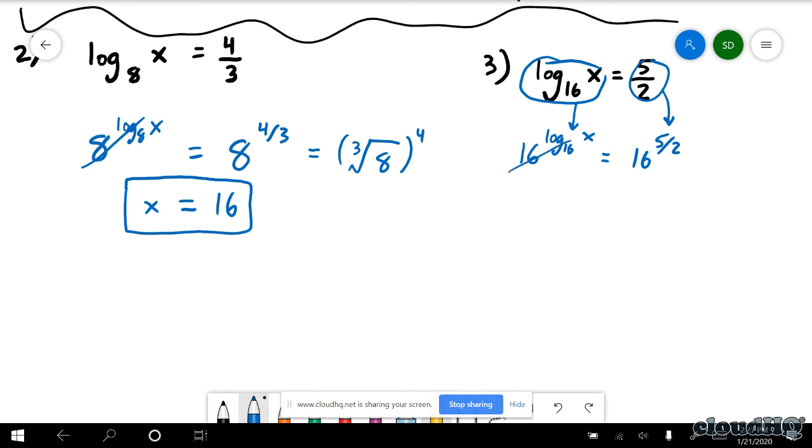Now 16 and log base 16 cancel on the left side, leaving you with x. On the right side, I have 16 to the 5/2. The denominator is 2, so it's a second root, also known as a square root of 16, to the 5th power. Square root of 16 is 4. 4 to the 5th power is 1024. Is it okay? When I plug that in, does that work? I would have log base 16 of 1024. Is that okay? Yes, it is.